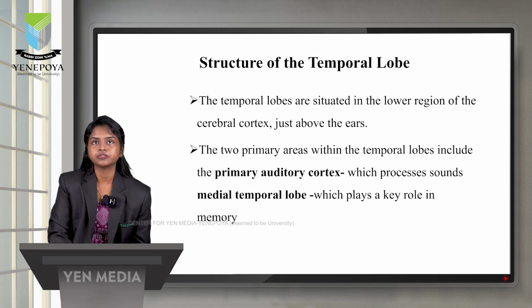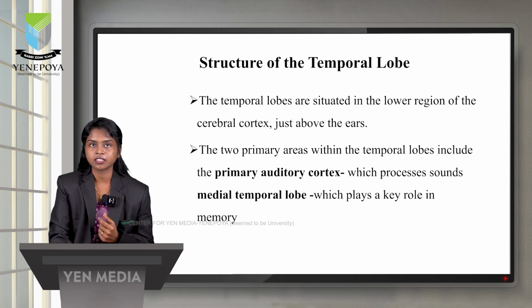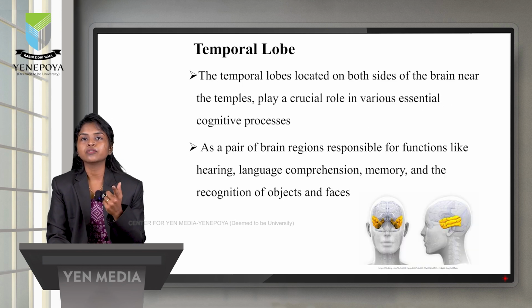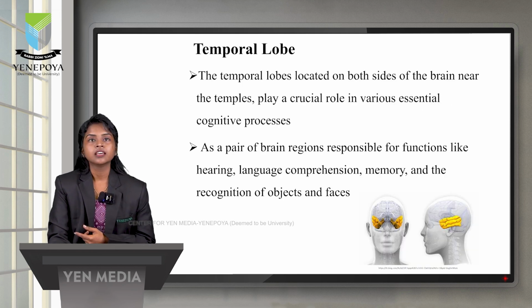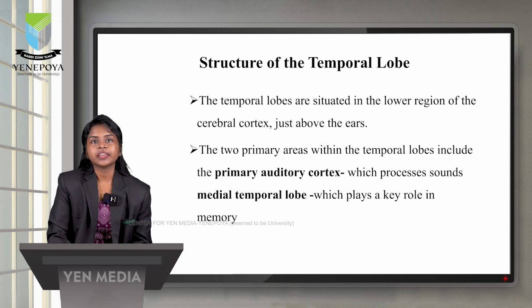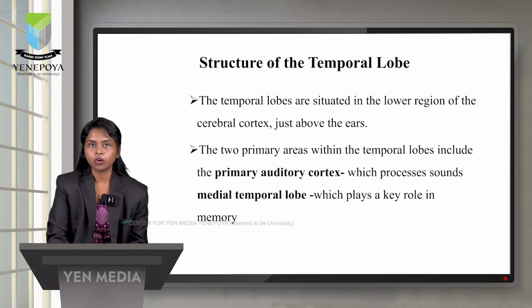So, the structure of the temporal lobe. As we saw in the last slide, the temporal lobes are situated in the lower region of the cerebral cortex, just above the ears. You can visualize this in the picture. There are two primary areas within the temporal lobes: one is the primary auditory cortex, which is responsible for processing sounds, and the second is the medial temporal lobe, which plays a key role in memory.